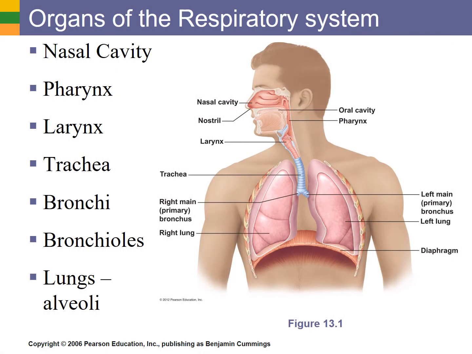We're now going to turn our attention to the lower respiratory system, and so that's all of the organs of the respiratory system inferior to the larynx. So we're going to follow air from the larynx into the trachea, and then the trachea is going to split into a right and left bronchus, and air is going to enter the lungs.